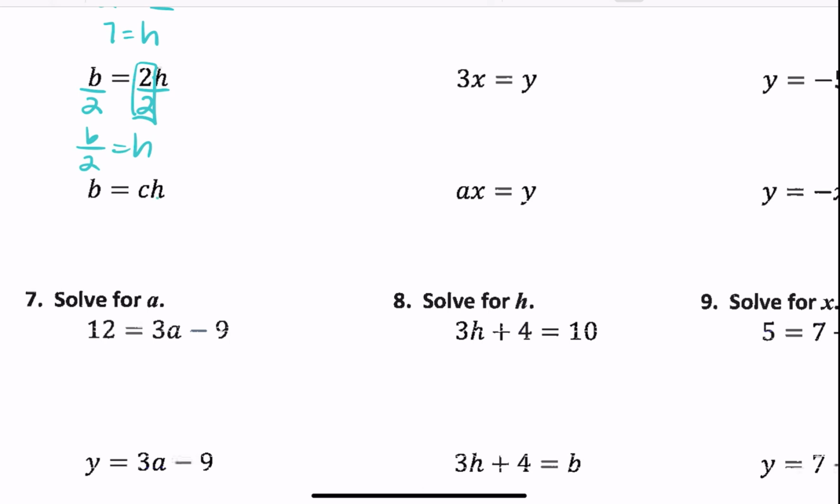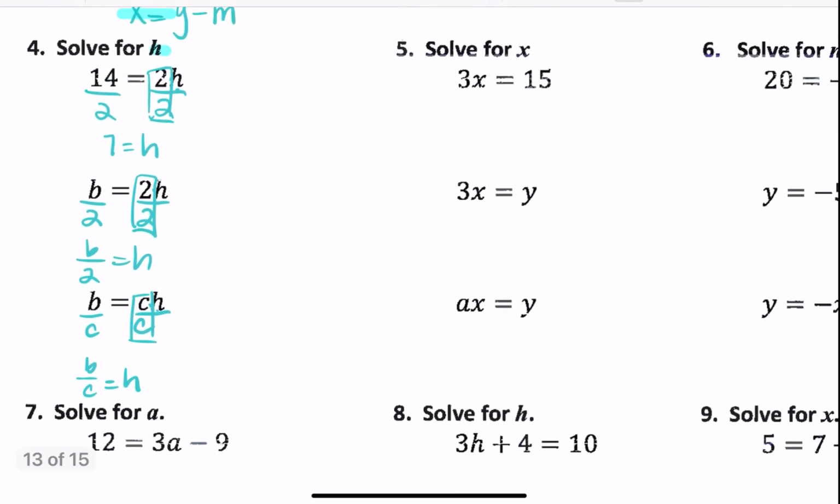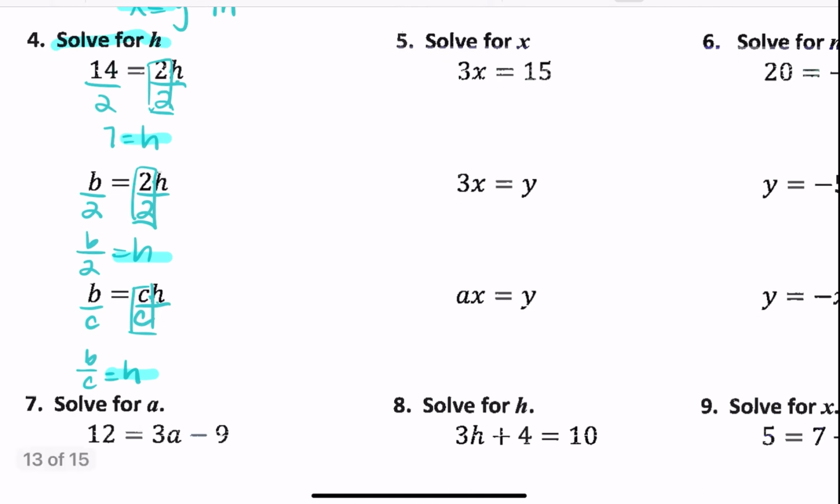When I get to the third one, it's all variables, and ch means c times h. It's being multiplied. Well, how do I get rid of this thing being multiplied by h? I divide it by c, and it's the same thing. C over c is 1. I just turned it into a 1, and I have to do it on both sides, and I end up with b over c equals h. Now, this isn't really that solved looking, right? It's still got a lot of variables, but your whole goal was to solve for h, and each time you got h by itself, even though you didn't always get a number at the end because you couldn't.